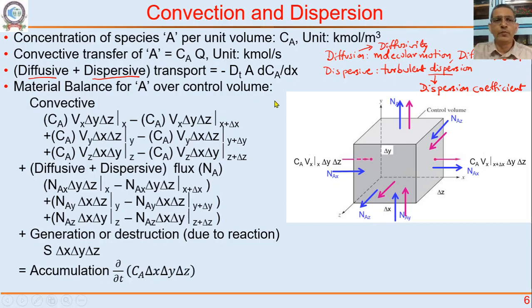So if I want to do a material balance for A over this control volume, what we have to do is write an equation for entry and exit of A. So if you think about the left face, the rate of entry of A by way of convection is the concentration of A multiplied by the volumetric flow rate. Volumetric flow rate is nothing but velocity multiplied by delta y, delta z, the area of this particular plane.